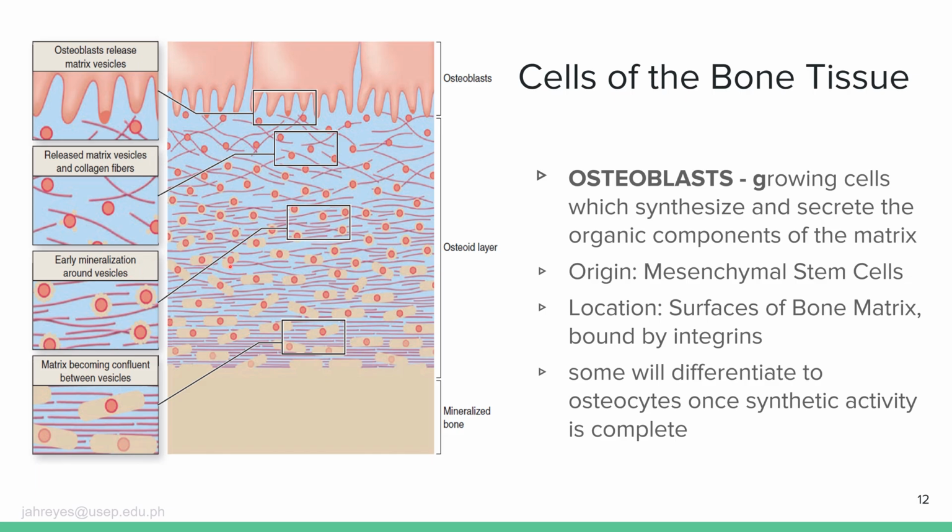So when there is early mineralization around the vesicles, there will be a compact formation of that layer, and eventually when enough minerals or calcium has been incorporated into this layer, they will become the mineralized bone.